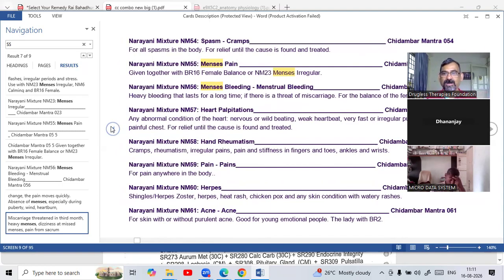What is the scope, how will we come to know? Only by going through this literature will we come to know what our scope is. Scope means what all we can do with our combination. Like menses pain is 55, menses bleeding is 56, like that. When you read it again and again, only then will you come to know that yes, in this place, giving this will cure it.